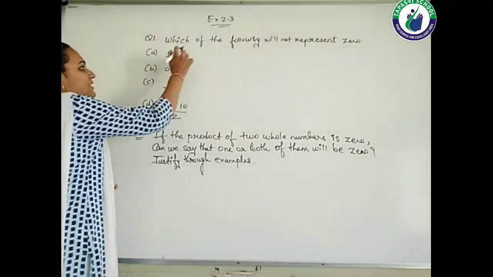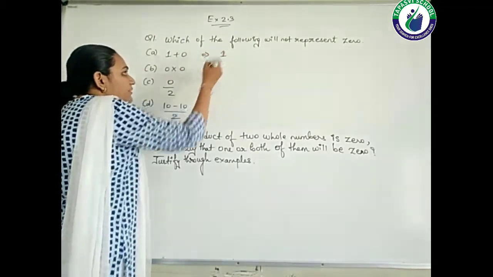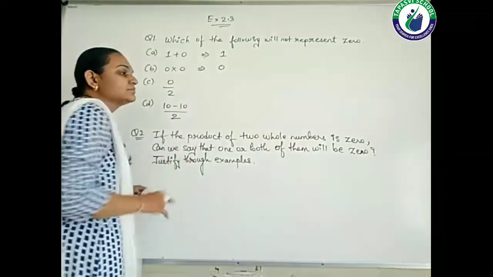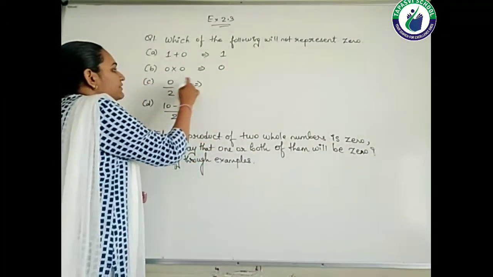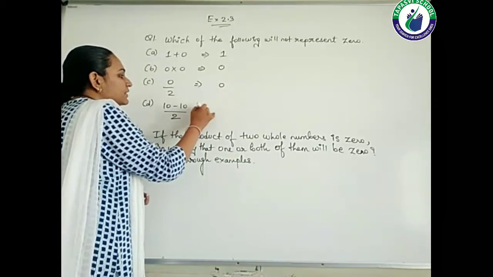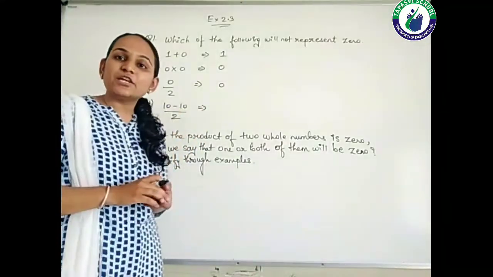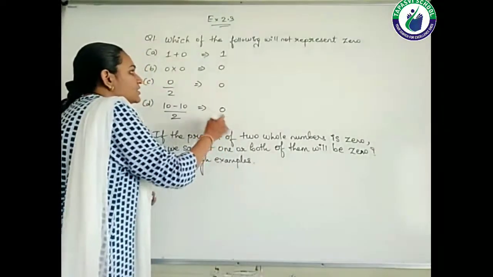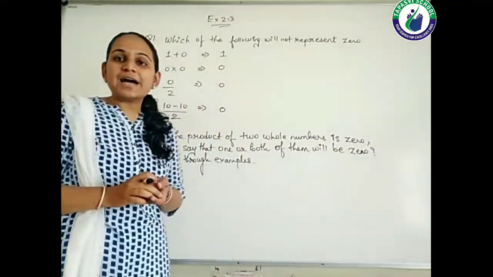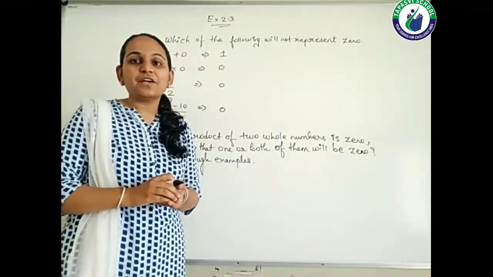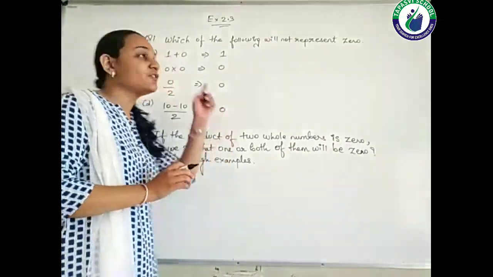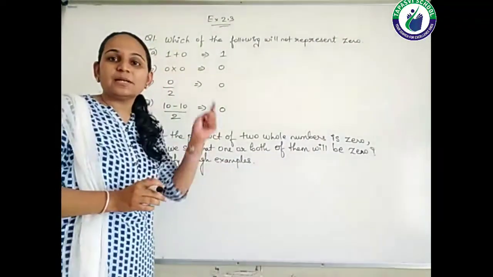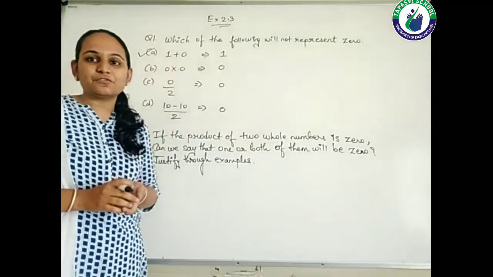See students, 1 plus 0 is 1, right? Next one, 0 multiplied by 0 is always 0. 0 divided by 2 is also 0. 10 minus 10 is 0, and again 0 divided by 2 is also 0. So if you can see students, the only answer where we are not getting 0 is this first option, right? So which of the following will not represent 0? That means this first one is the correct answer.